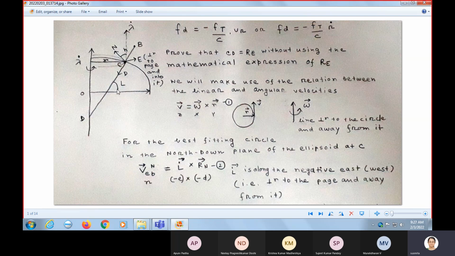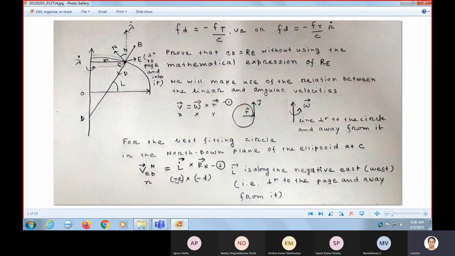And we can easily see that L dot, which is a vector, is, if you think that the page is the north-down plane, perpendicular to the page and away from it. This is the direction of L dot we already discussed in the class yesterday. Now, what is the direction of east? So this is north, this is down, which are on the plane of the page, and east must be perpendicular to it and into the page. So that is the direction of east. Whereas we see that L dot is perpendicular to the page and away from it. Therefore, L dot is along negative east or along west.